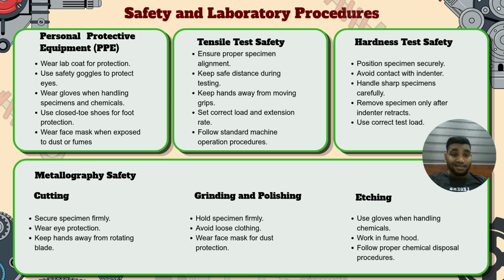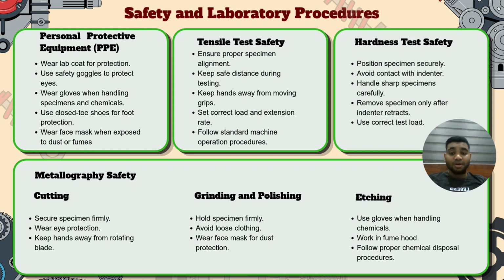Then moving on to the hardness test safety. It's almost similar to the tensile test safety. First thing first, we have to position the specimen accurately. Then we have to avoid contact with the indenter, handle sharp specimens carefully, and remove the specimen only after the indenter is retracted. And lastly, we have to use the correct test load.